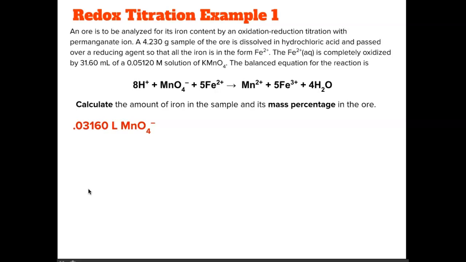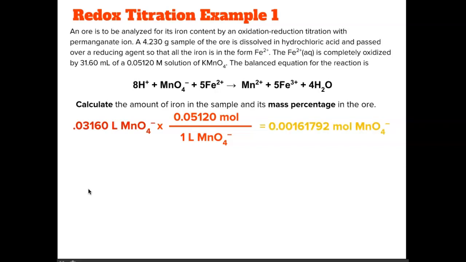And then we want to cancel liters and get to moles, so we're going to use molarity. Remember, molarity is moles over liters, so what this really means is for every 1 liter of permanganate ions, we have 0.0512 moles of permanganate. So that gives us a total of 0.00161792 moles of permanganate ions.